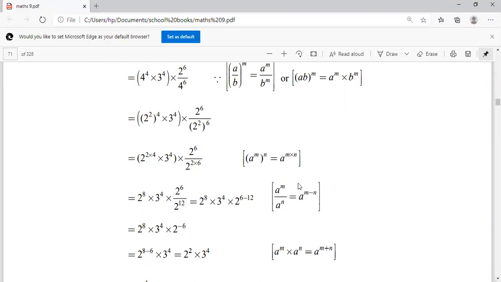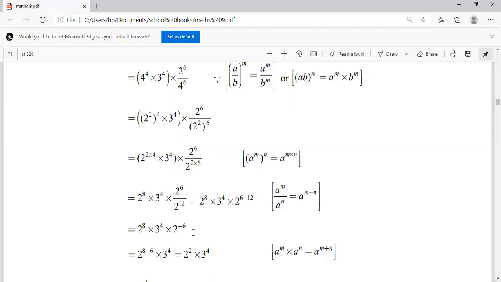Using the division formula that a to the power m upon a to the power n is always equal to a to the power m minus n. Using this division formula, you can write this part, 2 to the power 6 upon 2 to the power 12, here as, see the base is same but the powers are different, so you will subtract the powers here. So you will get the value as 2 to the power 6 minus 12. So overall, when you write the next step, you will write it as 2 to the power 8 multiplied by 3 to the power 4 into 2 to the power minus 6.